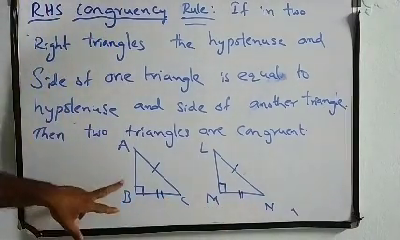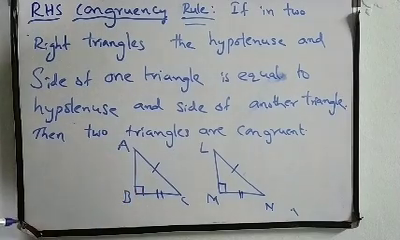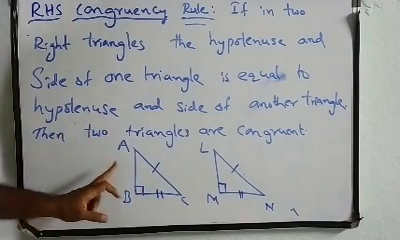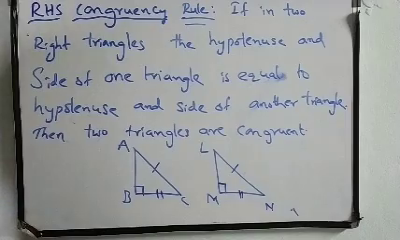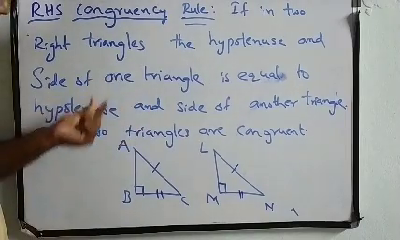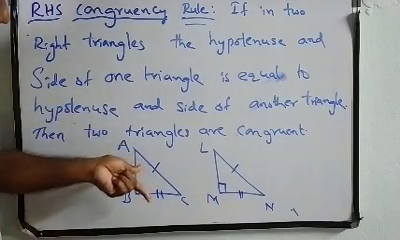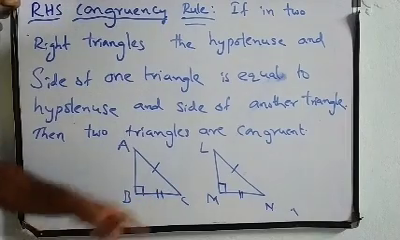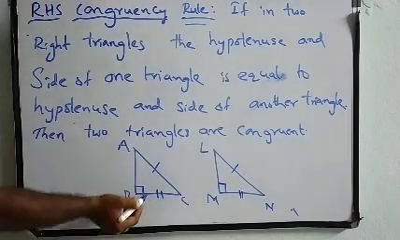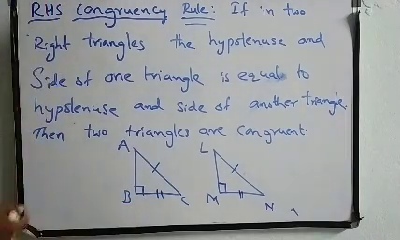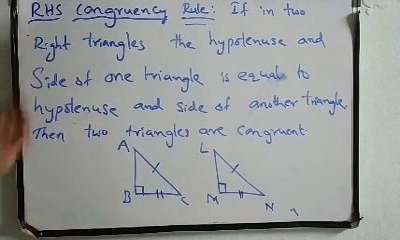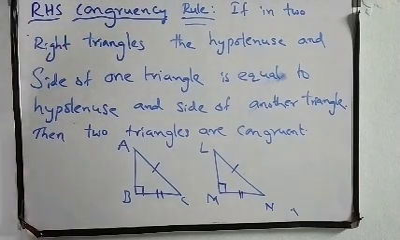Make sure that you don't get confused between the ASA congruency rule and the RHS congruency rule. ASA means that between two angles one side will be there. SAS is also between two sides one included angle will be there. But here it is a different concept. RHS stands for right angle, hypotenuse and side congruency rule. Now let us discuss a few more examples based on this.